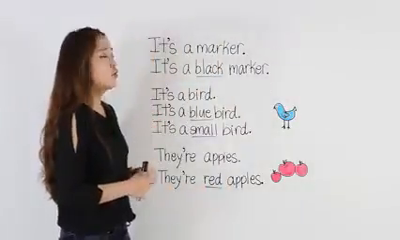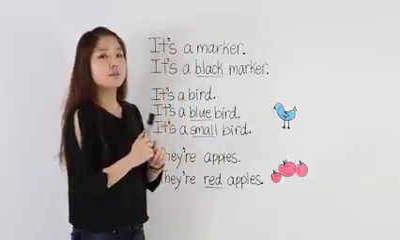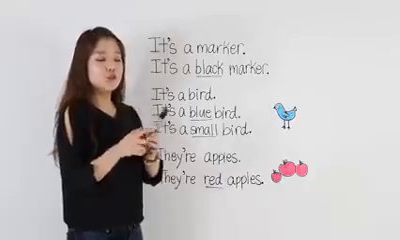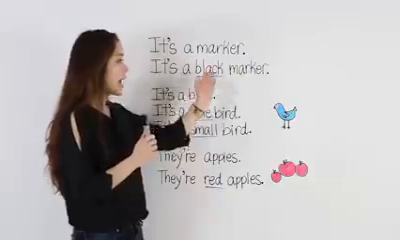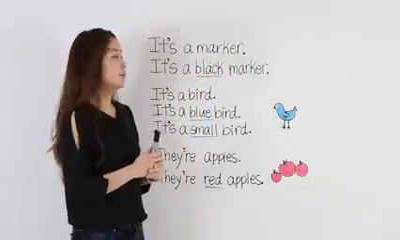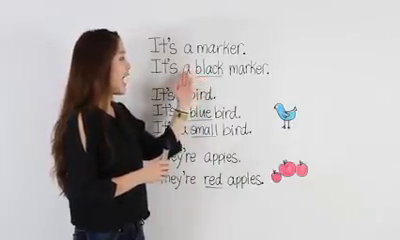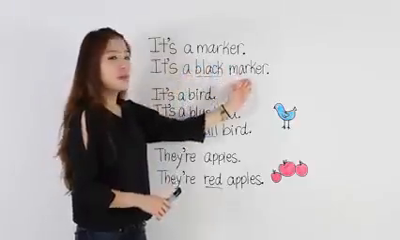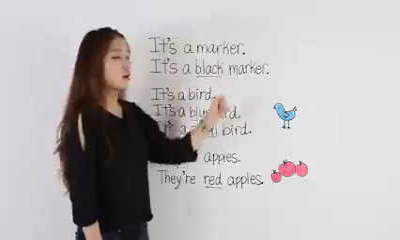The first noun we're going to use is marker. It's a marker. Now, I want to use an adjective to describe the color. I'm going to say it's a black marker. Black is the adjective. Now notice I have to put the adjective after the article a, but before the noun marker. It's a black marker.